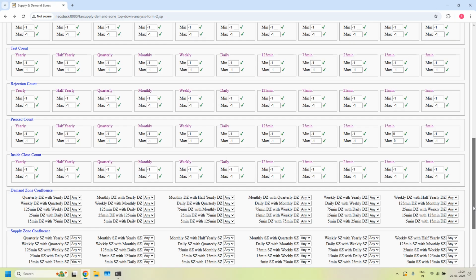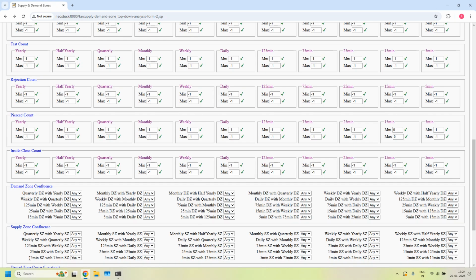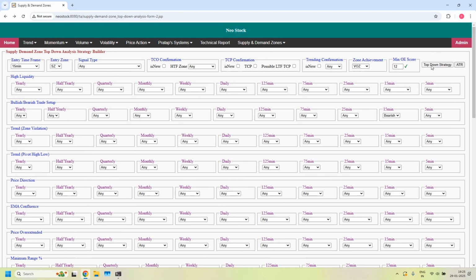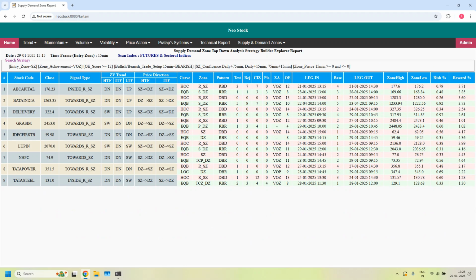The first filter is already enabled in the previous report. That is the 15-minute with 75-minute supply zone confluence. The second filter is the 15-minute supply zone with daily supply zone confluence. The third filter is the 75-minute supply zone with daily supply zone confluence. With all the 3 filters, LTF, ITF, HTF supply zone confluence, we got 9 stocks.